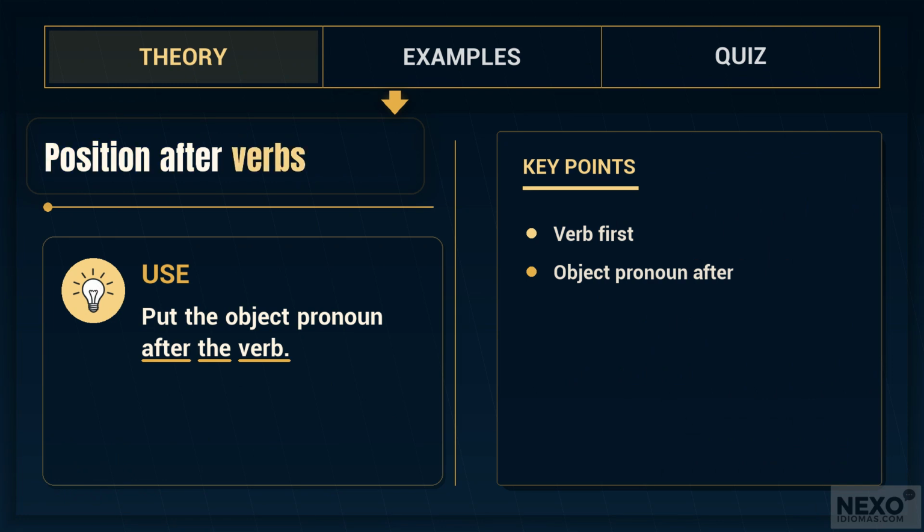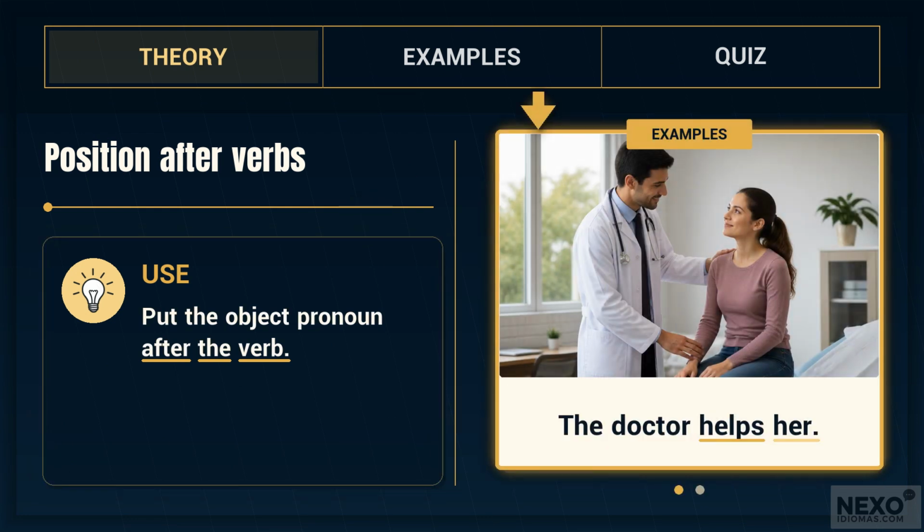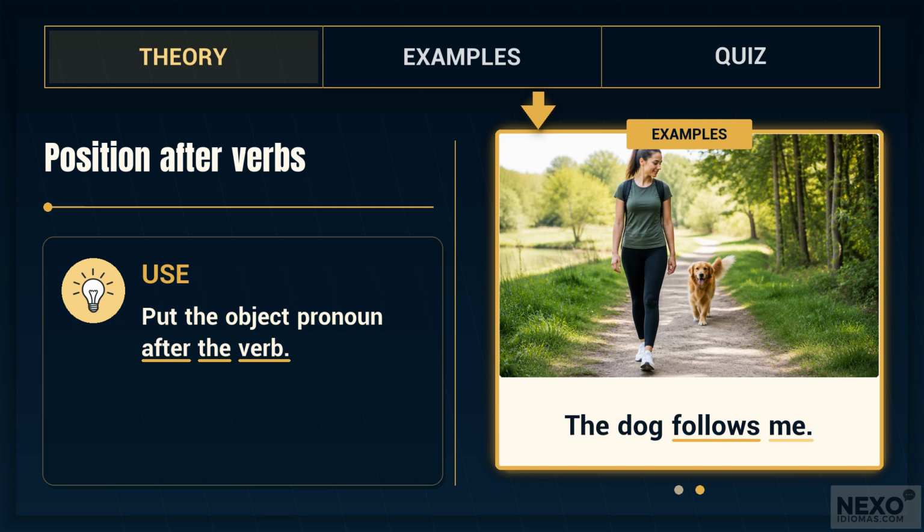Position after verbs. Put the object pronoun after the verb. Example. The doctor helps her. Example. The dog follows me.